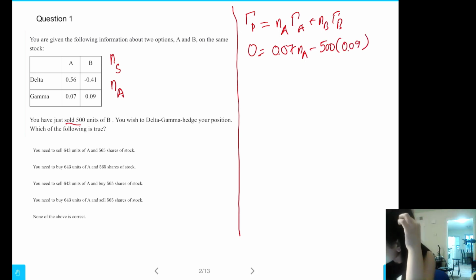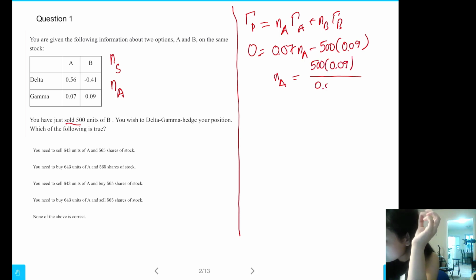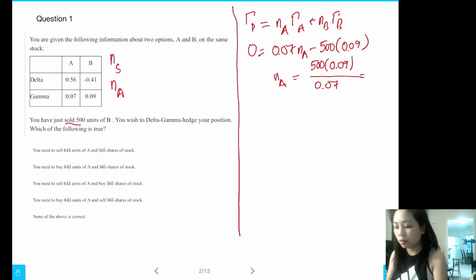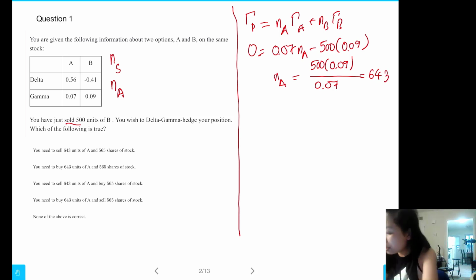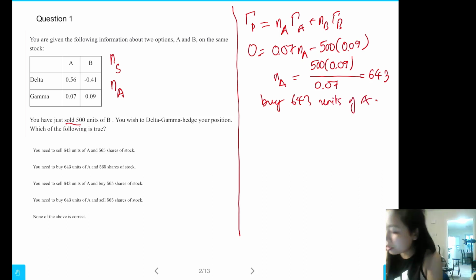So from here, what is NA? NA should be 500 times 0.09 over 0.07, which is equal to 642.86. So it should be 643, and it should be positive. So we have to buy 643 units of A.